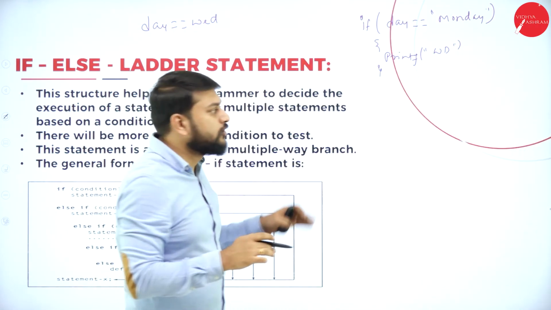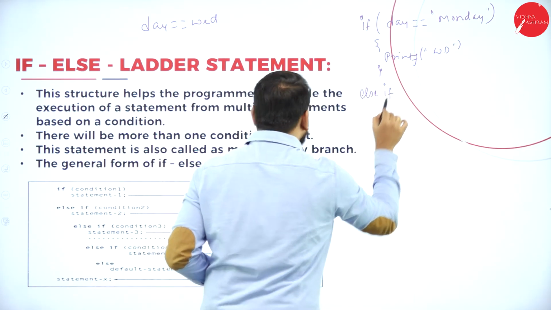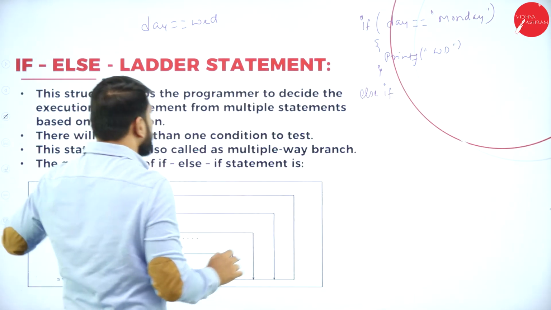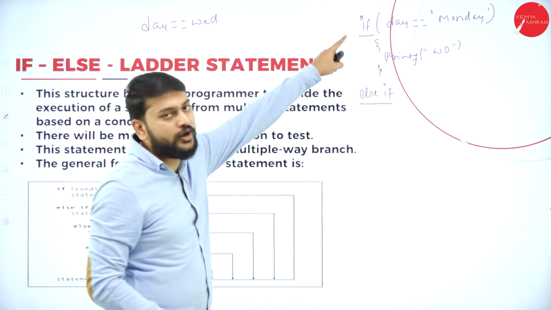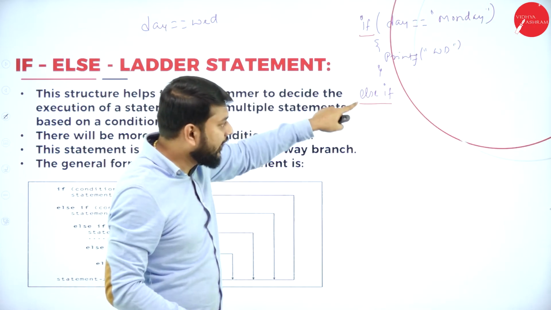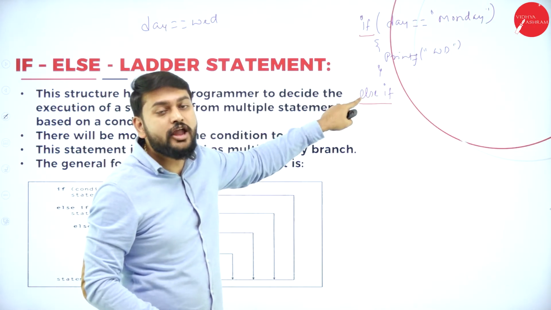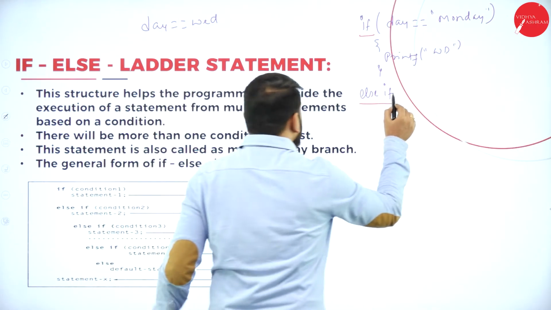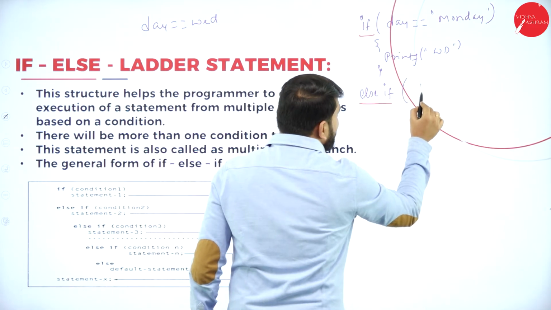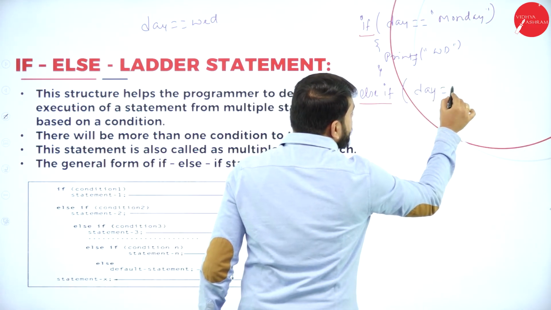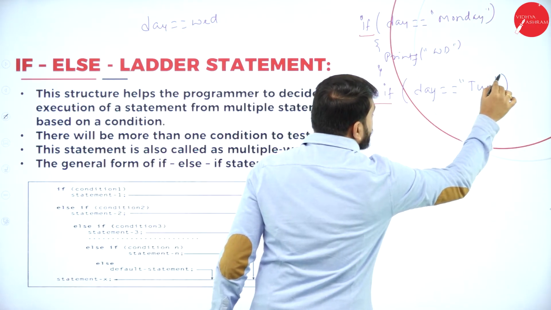What is the next condition you will check? Else if. This is what you have to remember. Please understand this: else if. First one you will always write if. If you want to check the second condition, you have to write else if. So the next one that we are writing is, what is the condition? Day is equal to Tuesday. Let's write this in double quotes.